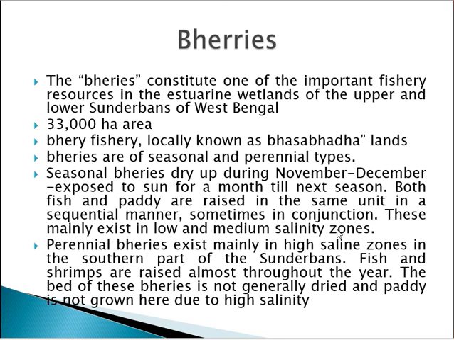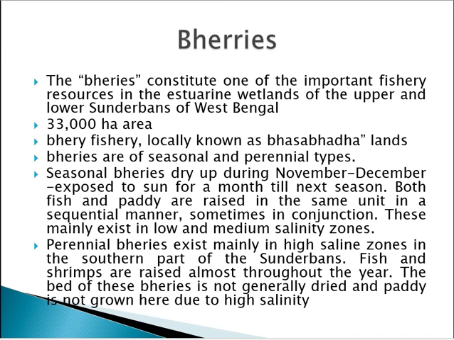The perennial berries exist in high saline zones in the southern part of the Sundarbans. The fish and shrimp will be raised almost throughout the year. The bed of these berries is not generally dried, and paddy is not grown here because of high salinity. So in perennial berries we don't cultivate rice, whereas in seasonal berries we can cultivate rice, just like we do in Pokkali farming in Kerala.